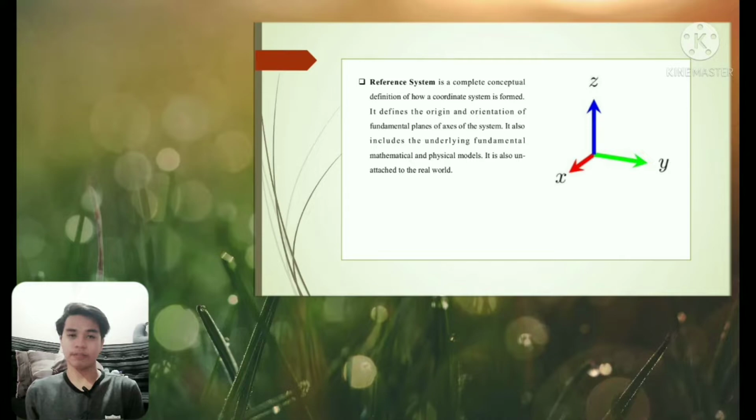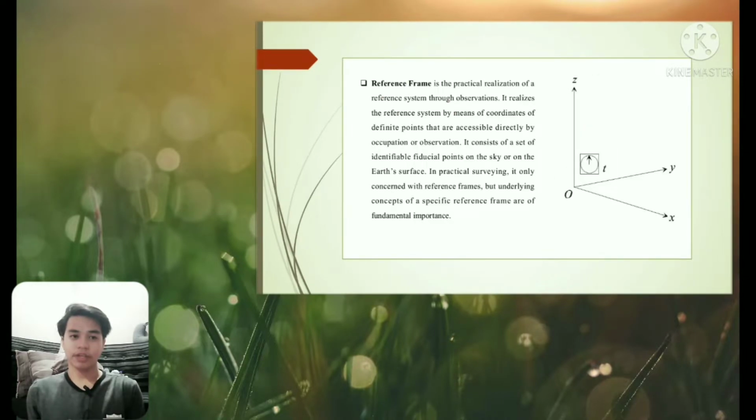Since a reference system is a concept, its basis is the fundamental mathematical and physical models. A reference system still remains unattached to the real world. So it is the office of the realization, the establishment of real positions on the surface of the Earth, for it to become a reference frame. A reference frame is the practical realization of a reference system through observations. It realizes the reference system by means of coordinates of definite points that are accessible directly by occupation or observation.